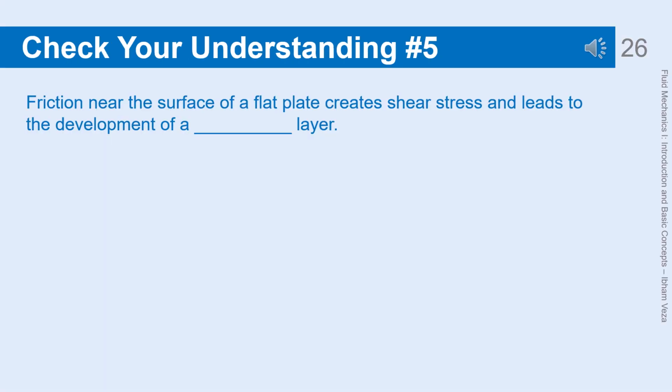Check your understanding. Number 5. This question emphasizes that friction near the surface leads to the formation of a boundary layer. This layer is the region where viscous effects become significant. Without the boundary layer concept, many flow phenomena cannot be explained. This question links the physical idea to the correct technical term. It ensures that the term boundary layer is understood conceptually.